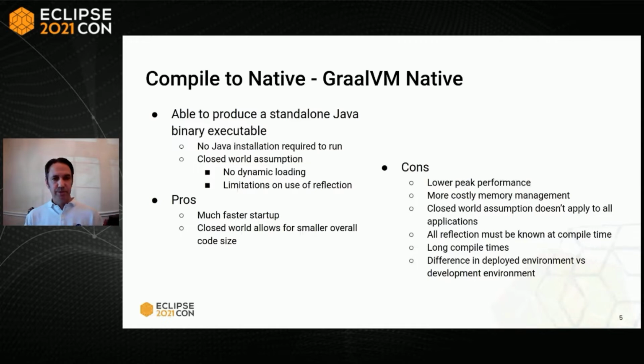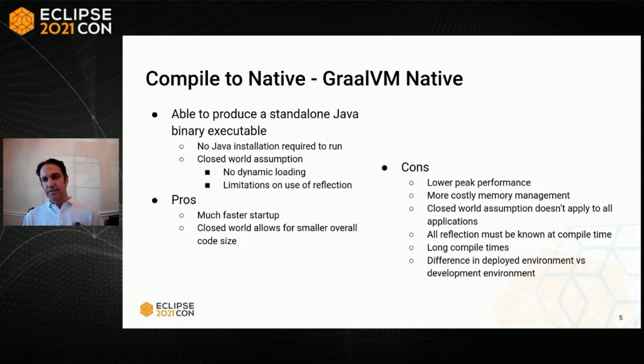So some of the obvious pros is that it's much faster. We can see Quarkus applications starting well under 200 milliseconds or even 100 milliseconds. And the closed world allows for a smaller overall code size, because we're able to remove all the extra code that you're not using from your application, your third-party libraries, and even the JVM.